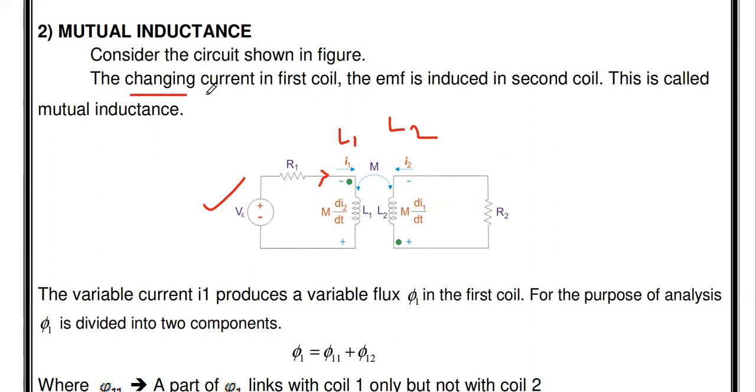The change in current in the first coil induces an EMF in the second coil. Because of the change in current in the first coil, the EMF is induced in the second coil. This is called mutual inductance. We are supplying current in the first coil only, but due to the change in current in the first coil, the flux linkages change. So part of the flux is automatically linked with the second coil, so a current flows in the second coil. The EMF is induced in the second coil. This is called mutual inductance.